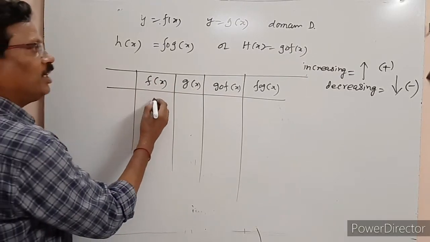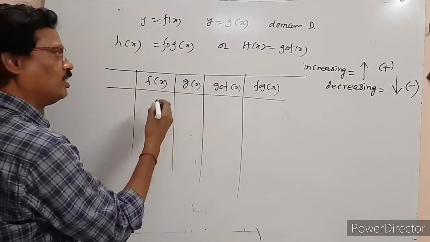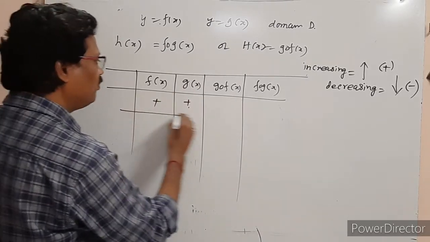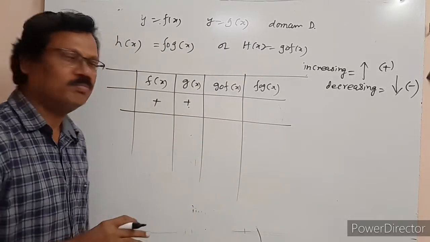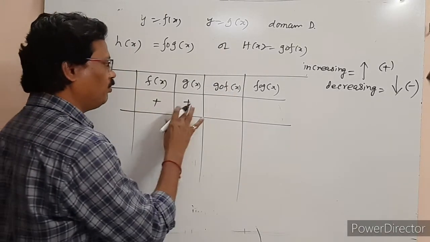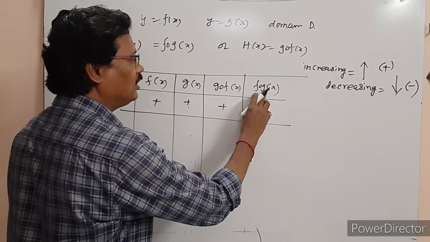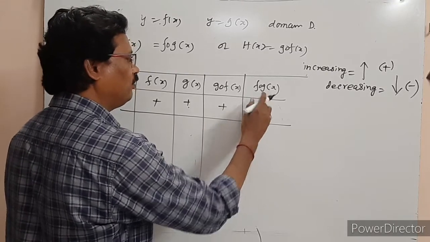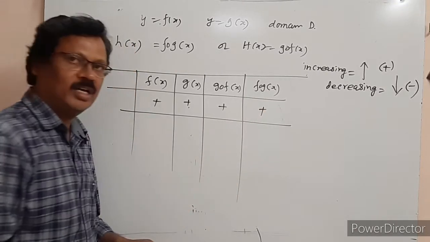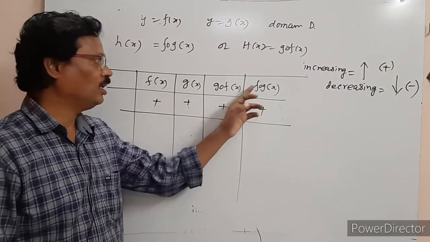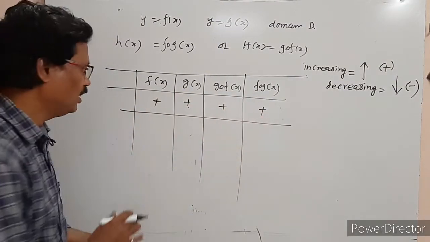Now this is the increasing symbol, I am using the plus, this is also increasing. Then what about the composite? That composite will be like this: plus into plus is plus. This composite, f, g, plus, product of this, plus into plus is plus. Therefore f increasing, g increasing, g circle f also increasing, f circle g also increasing.